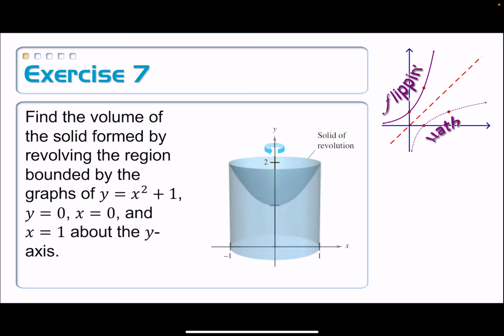Okay, that'll do for this first objective about finding the volume of a solid of revolution using disks and washers. Coming up is objective two, where we generalize this for finding volumes of solids with known cross sections.